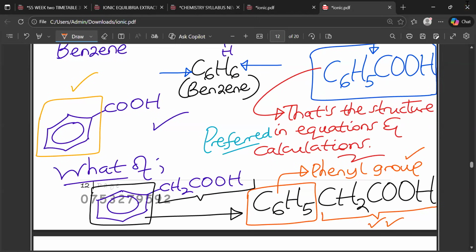A simple question. Do people understand when I say that the phenyl group is C6H5? Do you get it? Because that is the turning point of everything.